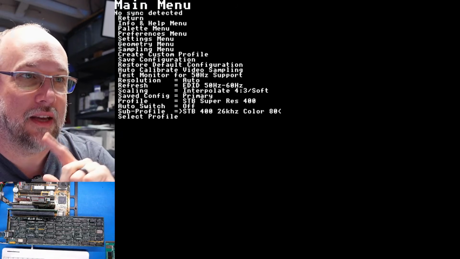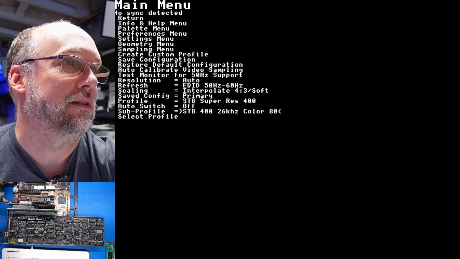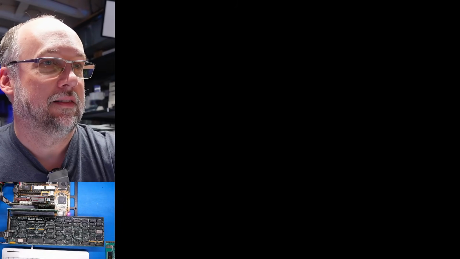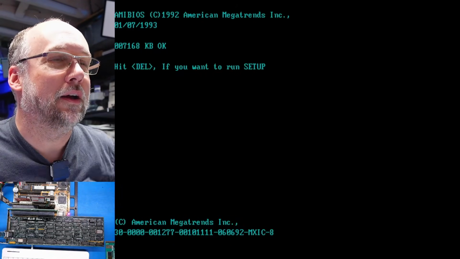But we'll be able to use this 80 column mode right here for just booting up this system. And here we go, 3, 2, 1. Hopefully this card is working. I haven't used it in a while. There we go. Yeah, we're good.